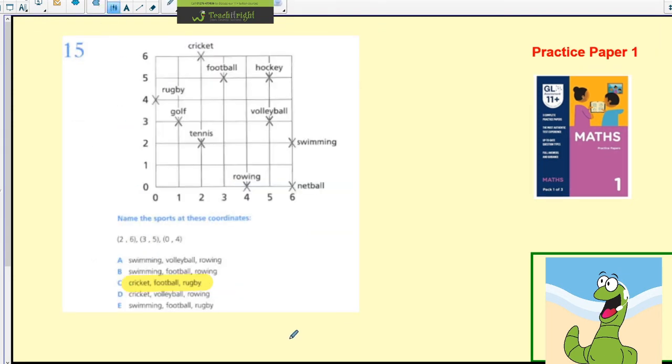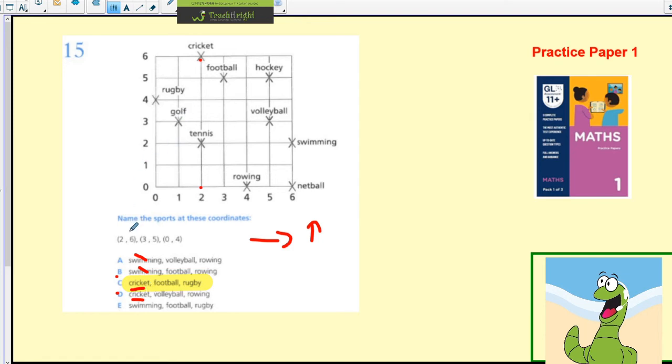Right, number 15. Name the sports at these coordinates. 2, 6. The important thing, remember, is that it goes along the corridor, then up the stairs, always in that order. So across 2 and up 6, that's cricket. So already I can eliminate these ones. It's between C and D.